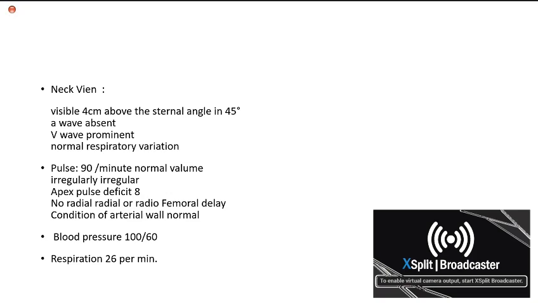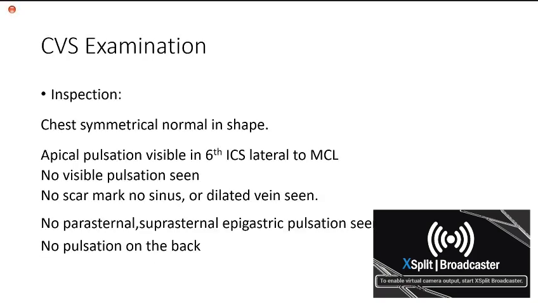Next one. Sir, CVS examination. Inspection. Chest symmetrical, normal in shape. Apical pulsation visible in the 6th intercostal space, 2 centimeters lateral to the mid-clavicular line. No other visible pulsation is seen, no scar mark, no sinus or dilated vein seen, no parasternal, suprasternal or epigastric pulsation seen, and no pulsation in the back.